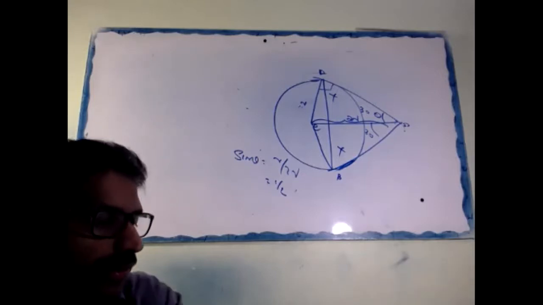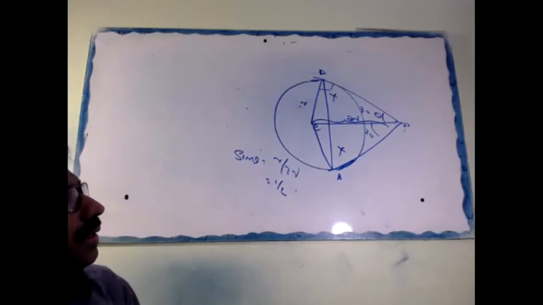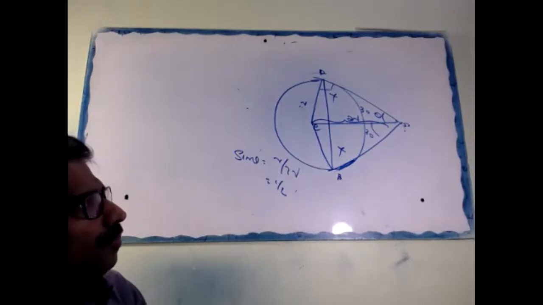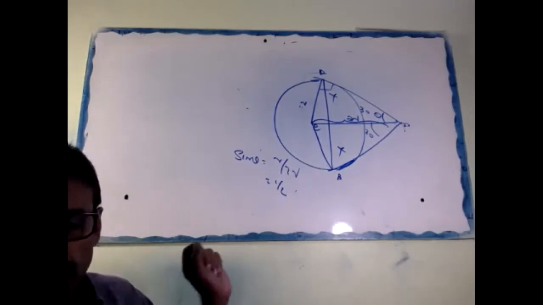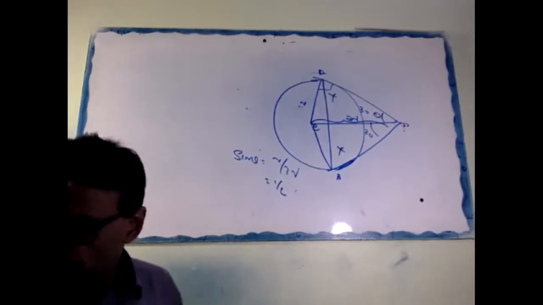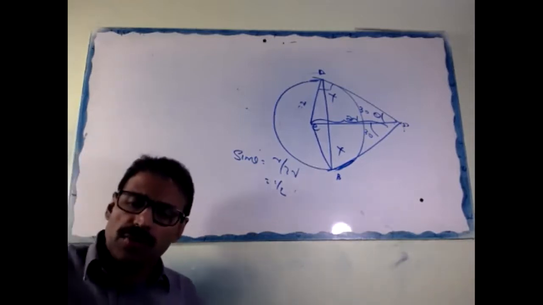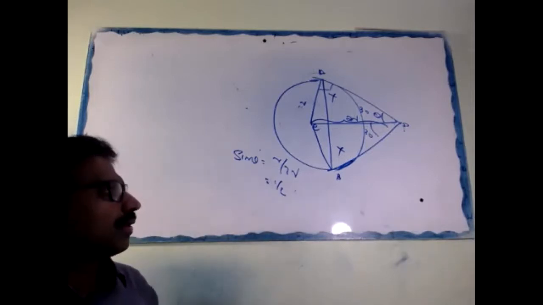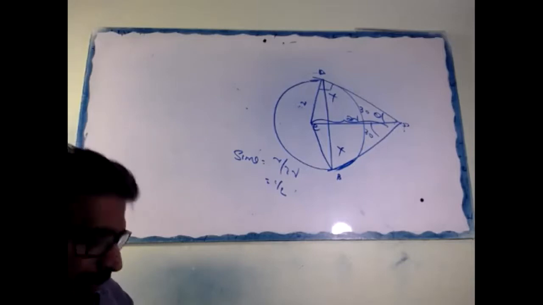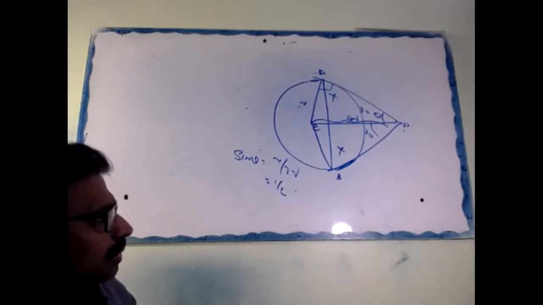Then in triangle OPA, mark that angle theta. Sin theta equal to OA by OP, that is R by 2R, which is 1 by 2. So sin theta equal to 1 by 2, theta equal to 30.